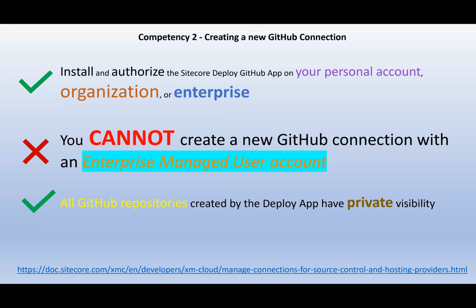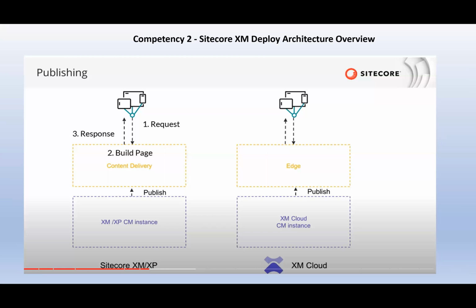Something similar to that. Because it's an automated process, the deploy app ensures that the GitHub repository that's created in the end has private visibility. So again, one more look at publishing.